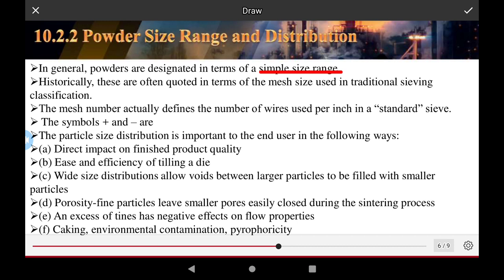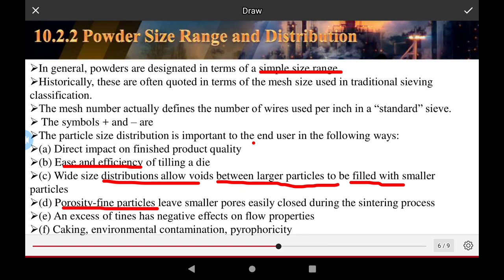The particle size distribution is important to the end user in the following view: the particle size has a direct impact on the finished product quality, material ease, and efficiency of the application of materials. The wide size distribution flows between large particles to be filled with the smaller particles. The porosity fine particle.